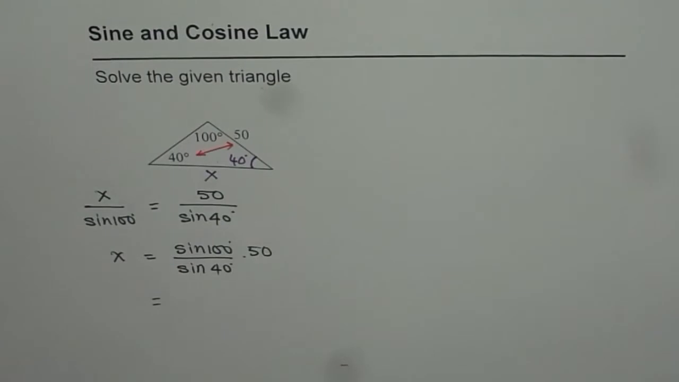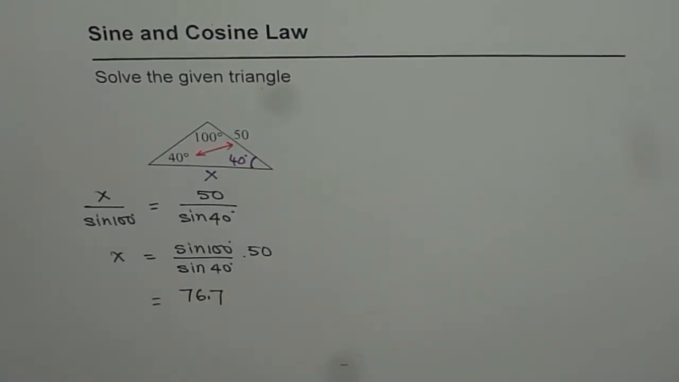Let's use the calculator and find it out. So it says sine of 100 degrees divided by sine of 40 times 50 equals 76.6. So we get x equals 76.6.